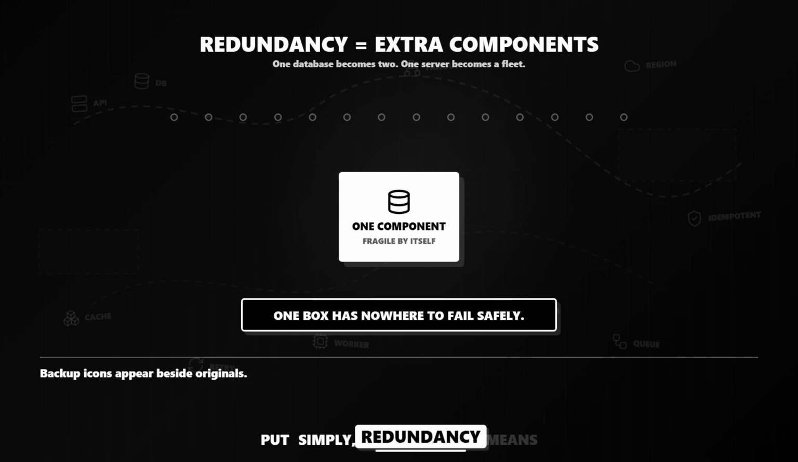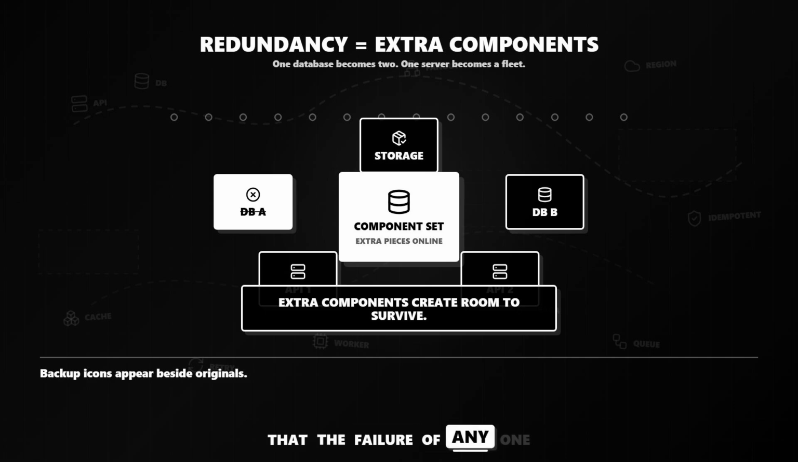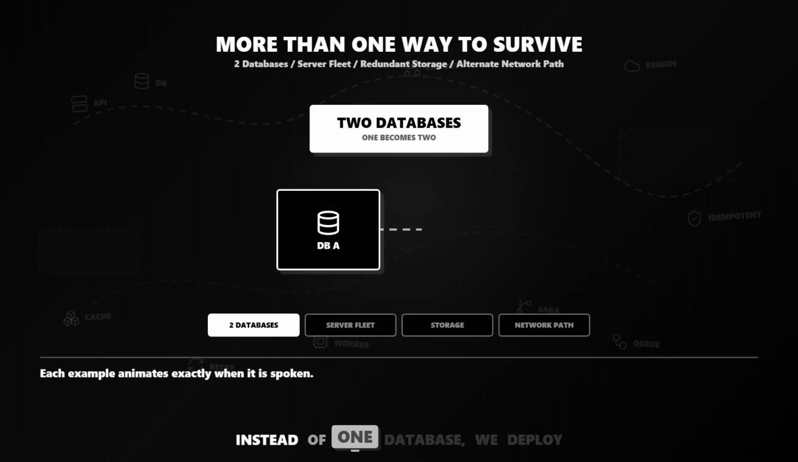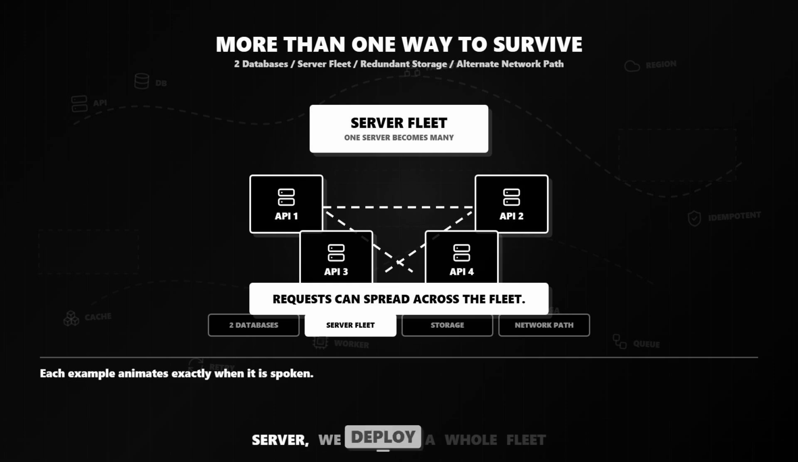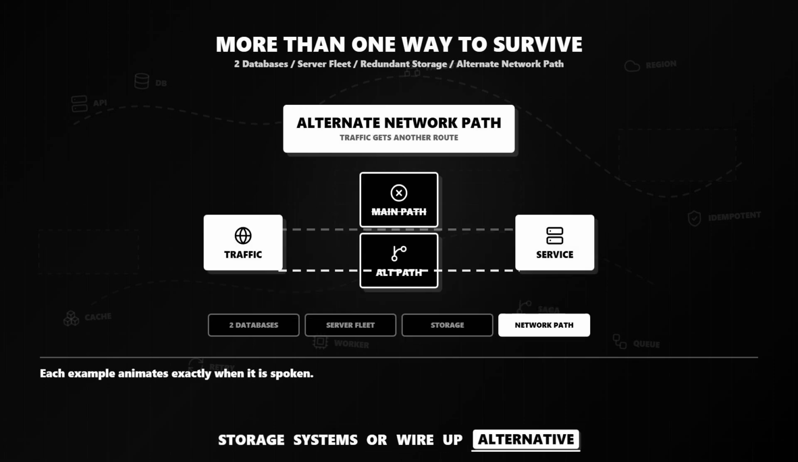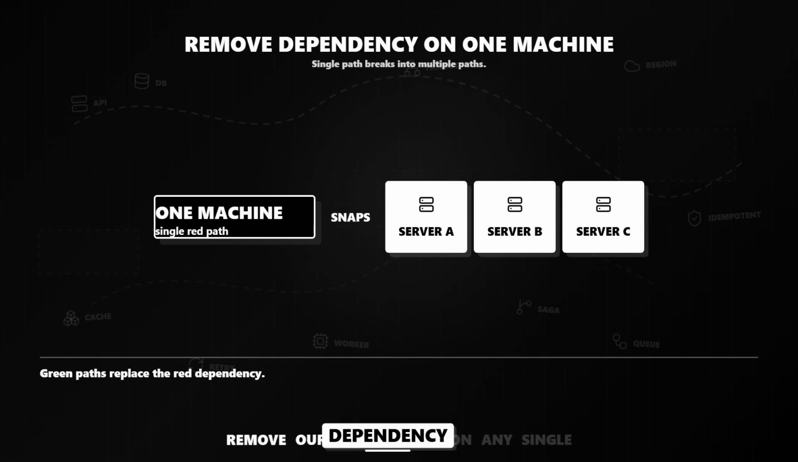Put simply, redundancy means introducing additional components so that the failure of any one piece doesn't immediately take down your entire system. Instead of one database, we deploy two. Instead of a single application server, we deploy a whole fleet of them. We might add redundant storage systems or wire up alternative network paths. The goal here is completely straightforward. Remove our dependency on any single piece of hardware.